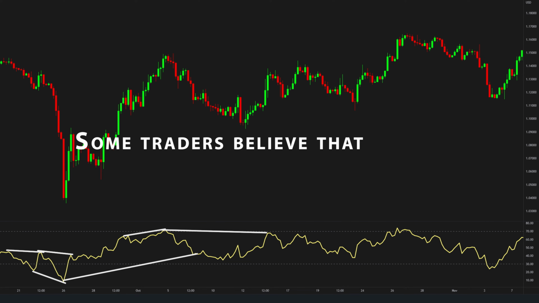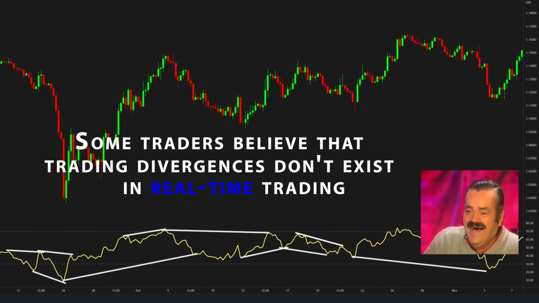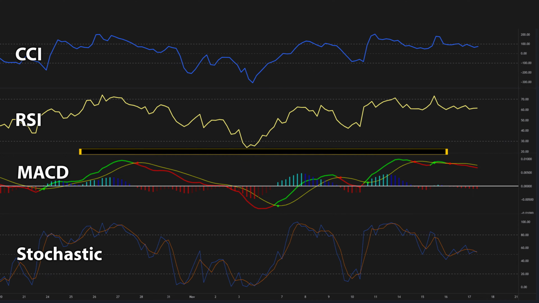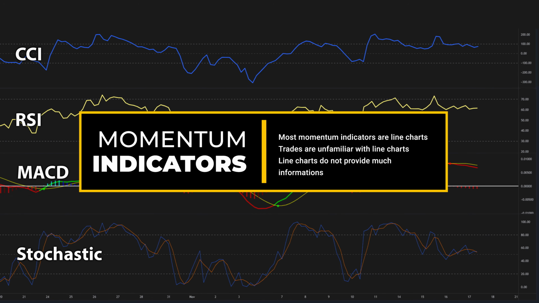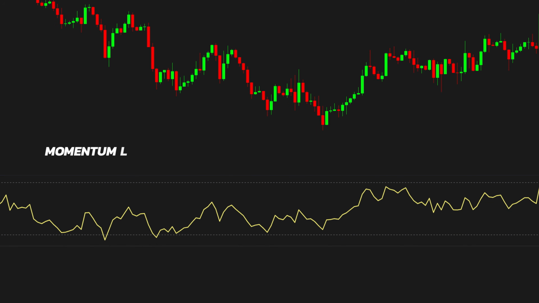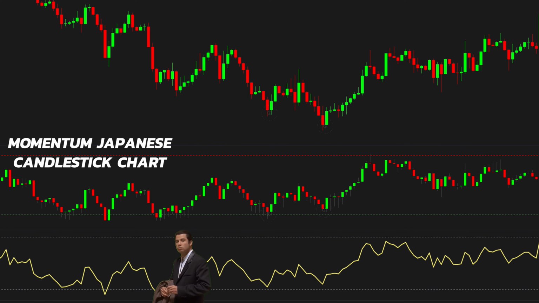Some traders believe that trading divergences don't exist in real-time trading, because most momentum indicators are line charts, and traders are unfamiliar with it. Also, line charts do not provide much information about momentum indicators. This problem is solved by converting the momentum line chart to a Japanese candlestick chart. Now you can easily spot divergence and draw it like a professional trader.